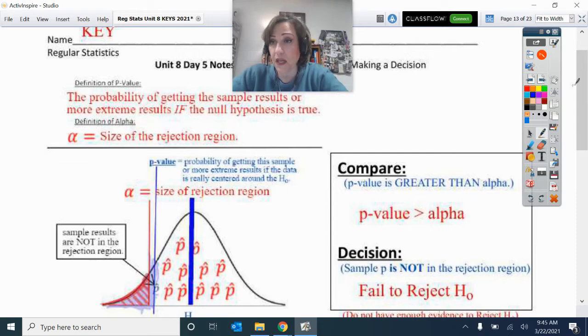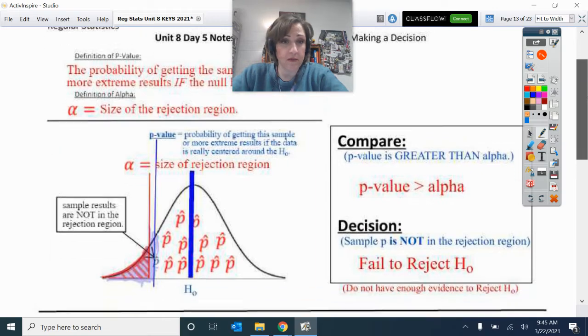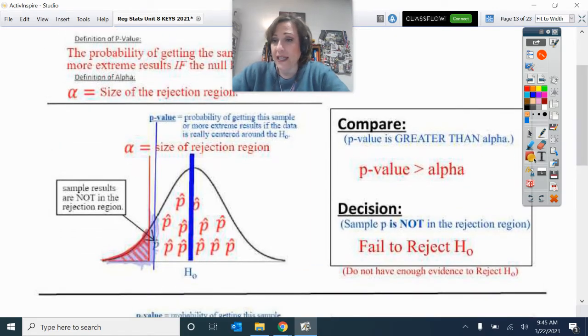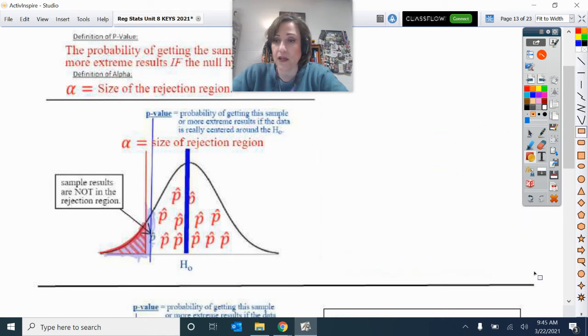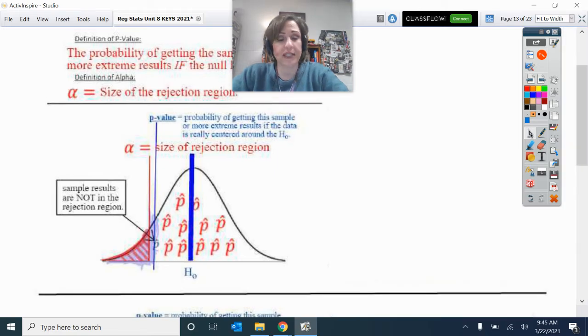Okay, so I have two situations here. Let's go ahead and take a look at this first one. I think I'm going to kind of hide some of this as we go along. Okay. All right, so here we have a picture. And you have this same picture drawn, but I added in this little red shaded area, which is alpha, the size of the rejection region.